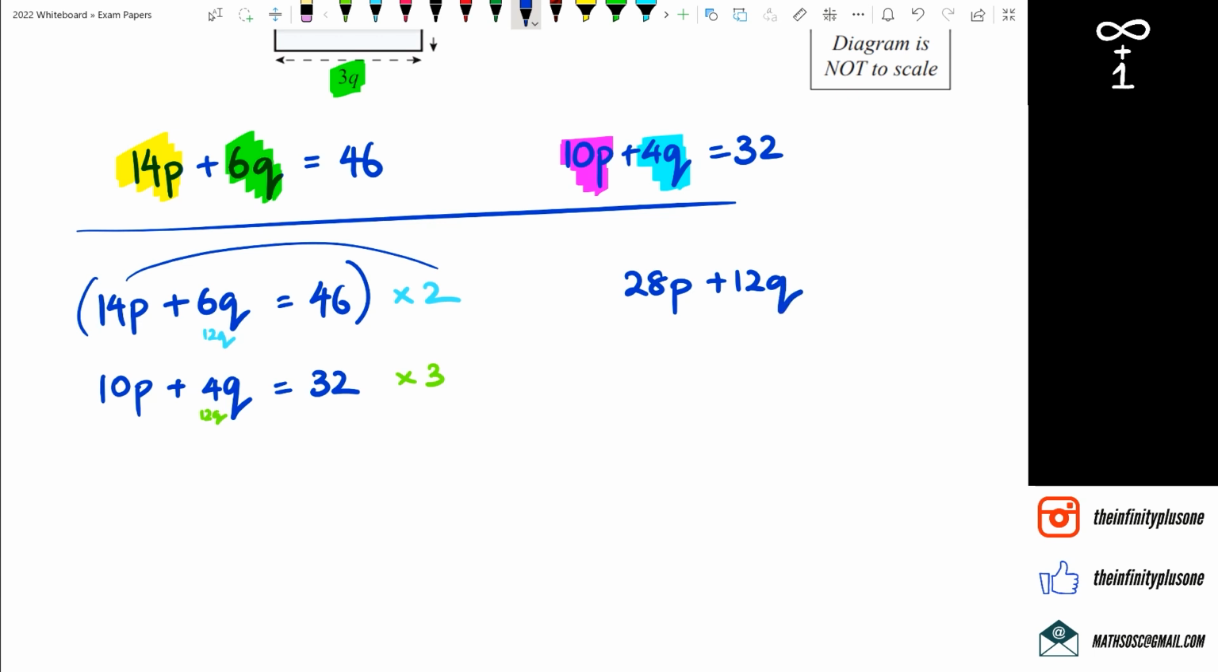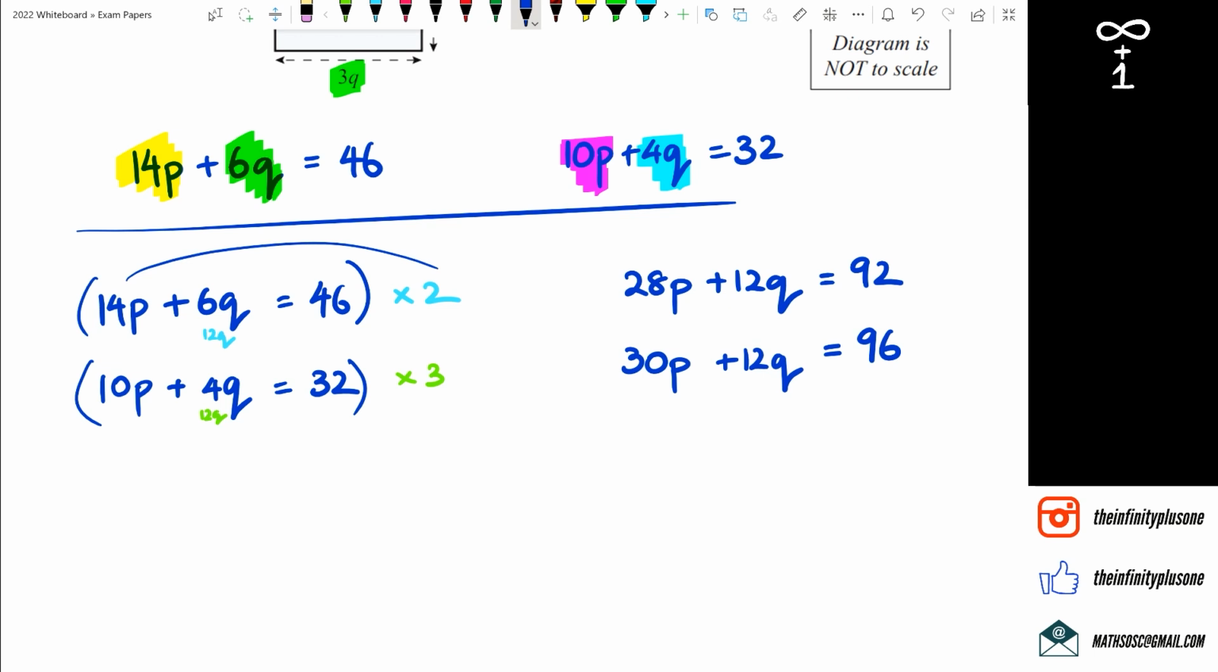And then we've got 46 times 2, which is equal to 92. Cool. Next, we're going to do the bottom one. So we've got the entire bottom equation multiplied by 3. So 10p times 3 is 30p. 4q times 3 is 12q. And then 32 times 3 is 96.